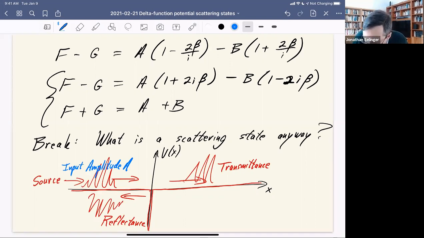Okay, then B is the amplitude of the wave going to the left on the negative X side. So that's over here. The reflected amplitude is B.